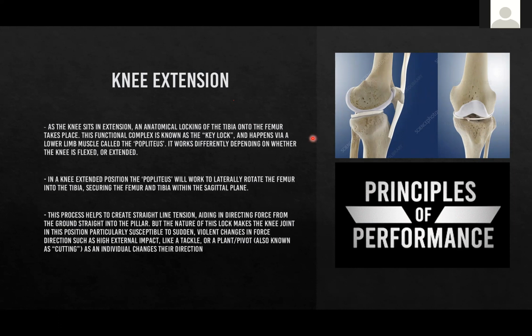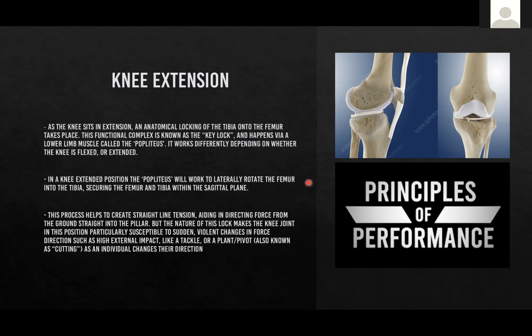In a knee extension position, as the knee sits in extension, anatomical locking of the tibia onto the femur takes place. This functional complex is known as the key lock and happens via a lower limb muscle called the popliteus. It works differently depending on whether this knee is flexed or extended, whether you're in an open or closed chain as well. In a knee extended position, the popliteus will work to laterally rotate the femur onto the tibia, securing the femur and tibia within the sagittal plane.